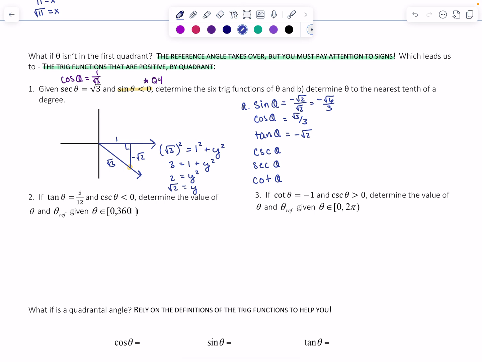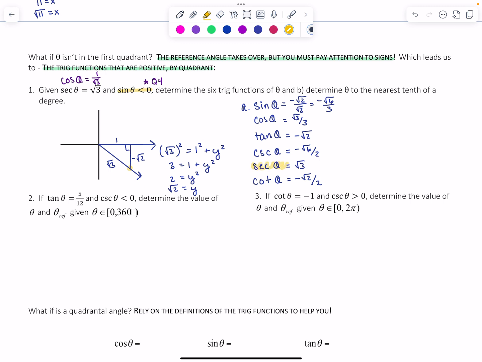Our cosecant of theta, negative square root 6 over 2. Secant of theta, square root 3, and again, that's the one we were given, and our cotangent of theta is negative square root 2 over 2. So of course I gave you all the rationalized forms, but make sure that you're rationalizing your denominators. I'm just always highlighting the one that we get to. Other thing, just like we did on the other side, is that we are going to solve for theta.